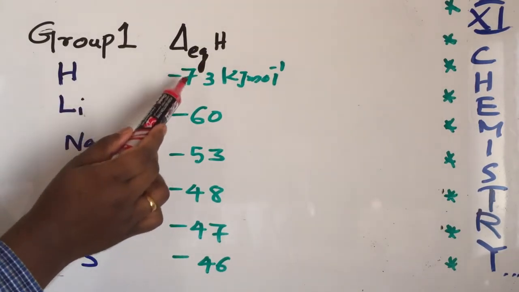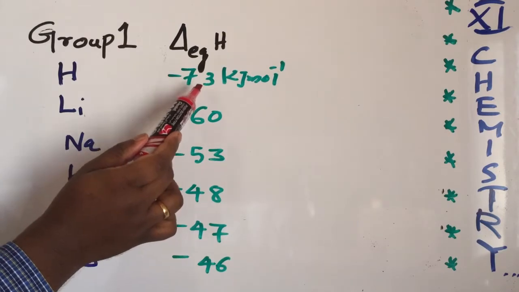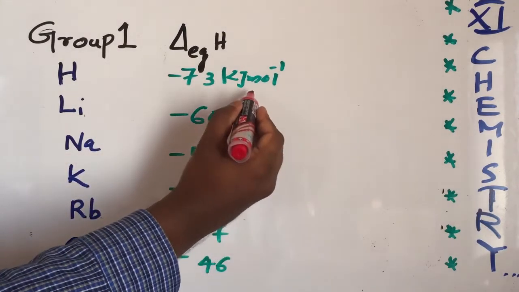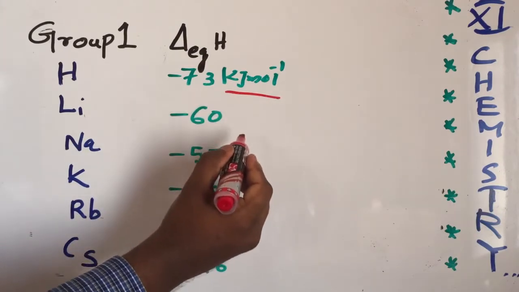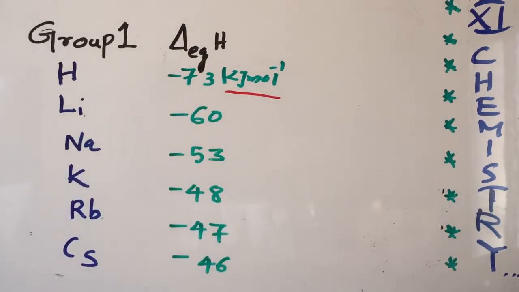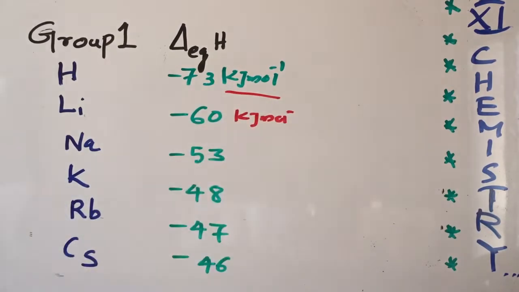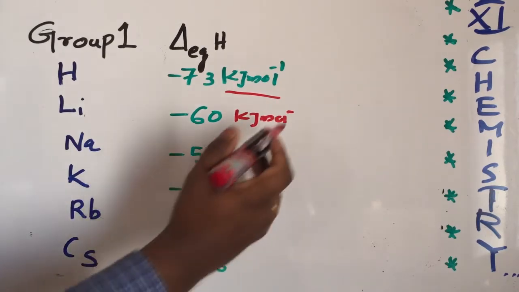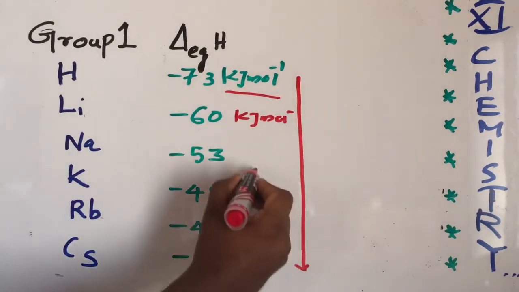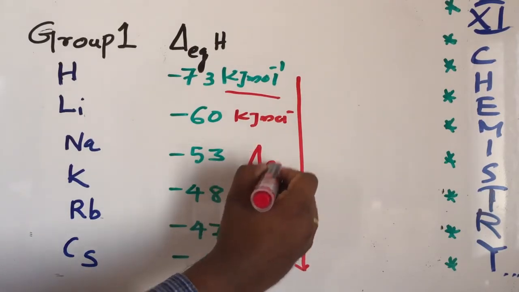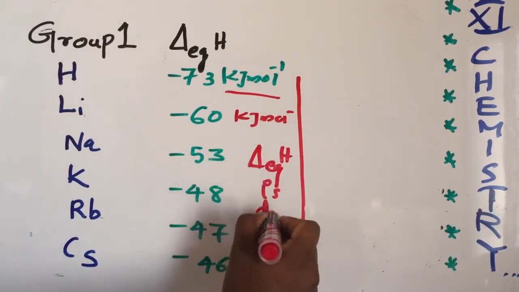Hydrogen electron gain enthalpy value is minus 73 kilojoule per mole. The unit of electron gain enthalpy is kilojoule per mole, just like ionization energy. Lithium, minus 60 kilojoule per mole. Let's see the values. From top to bottom in this group, what about the variation of electron gain enthalpy? Top to bottom, electron gain enthalpy decreases. Delta EGH is decreasing.